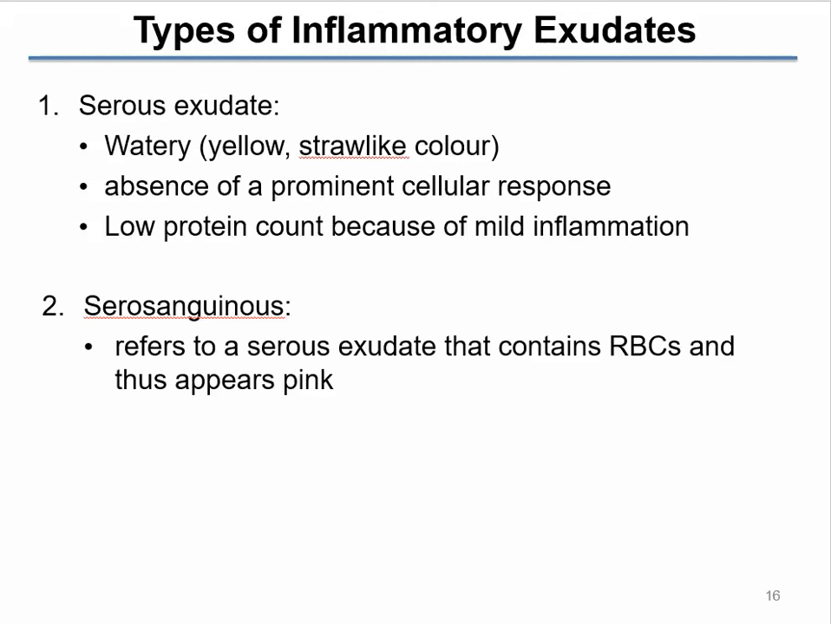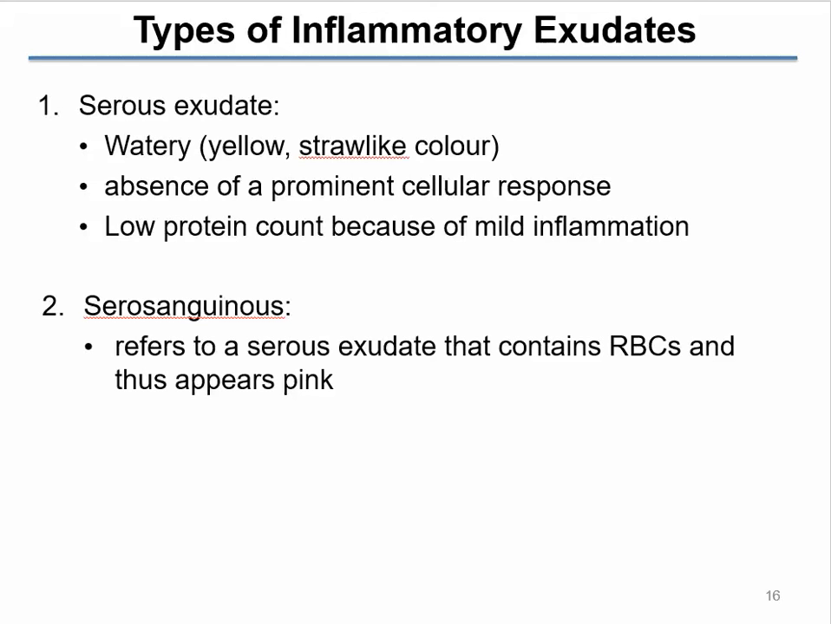There's no real strong cellular response. The protein content's on the low level. It's more of a transudate than an exudate, like it's crossing that line. We get this when there is virtually no inflammation. So very, very mild inflammation will cause a serous exudate.